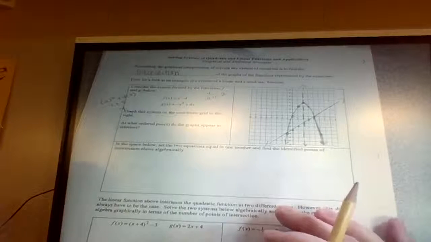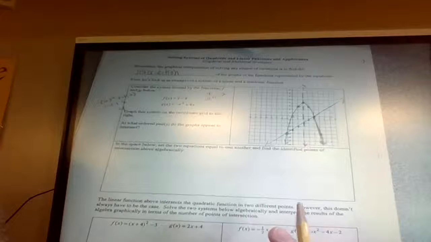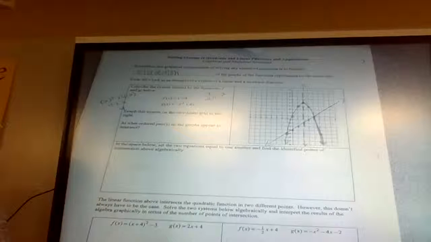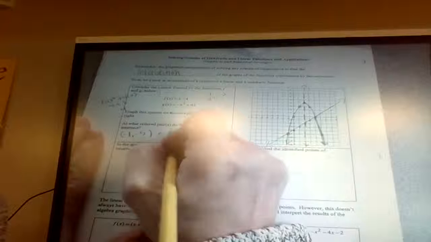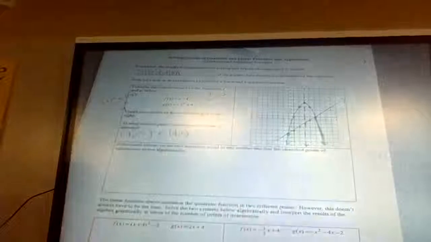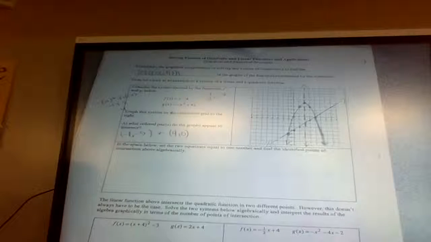So this one's pretty easy. This one's designed to be pretty easy to pick out. Where do these two graphs meet? (-1, -5) and (4, 0). Those are my two solutions to this particular system of equations.